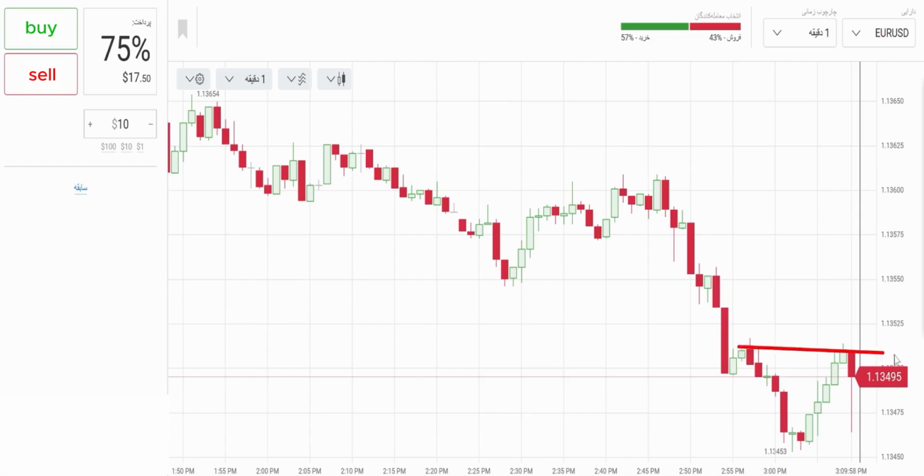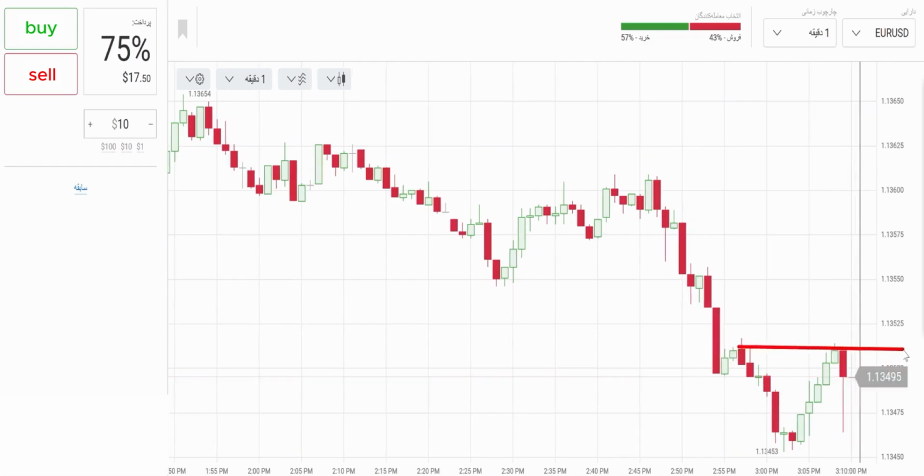You see, we had a level here that I mentioned. This candle came down and its body closed below this level without being able to break through it. There was an upper wick, and given the rejection at the top of this candle, we could be confident that the next candle would be a red one.